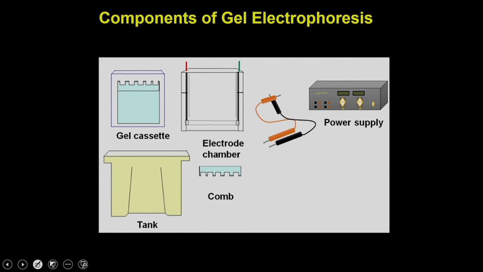So, these are the components of the vertical gel electrophoresis: you have the gel cassettes, electrode chambers, then the tank where you are going to place these, then you have the comb, the electrodes or the power cord, and then the power supply unit, which supplies the desired power between the electrodes. So, these are the electrodes present in the electrode chamber.